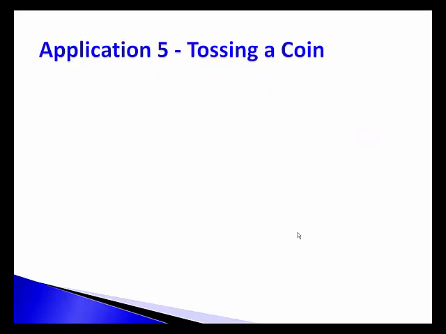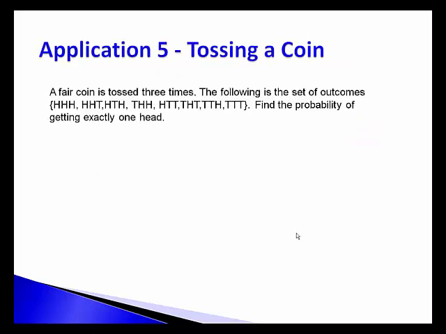Let's toss a coin now. A fair coin is tossed 3 times. The following is the set of outcomes. You could get all 3 heads. You could get 2 heads and a tail. You could get a head, a tail, and then a head. You could get a tail, a head, and head. And you can read the rest of those. The question is, find the probability of getting exactly 1 head.